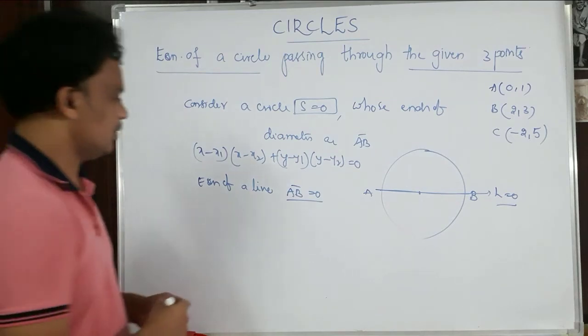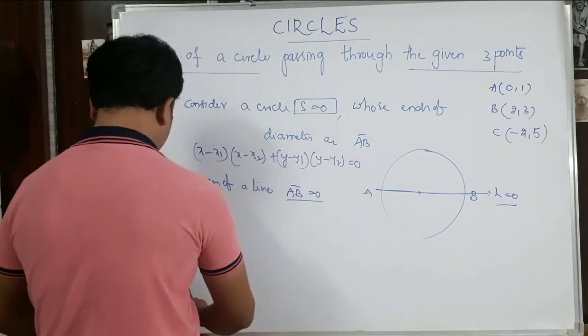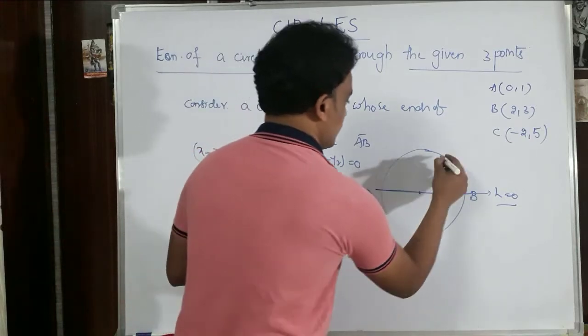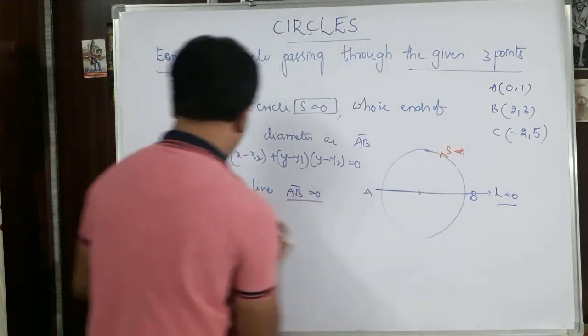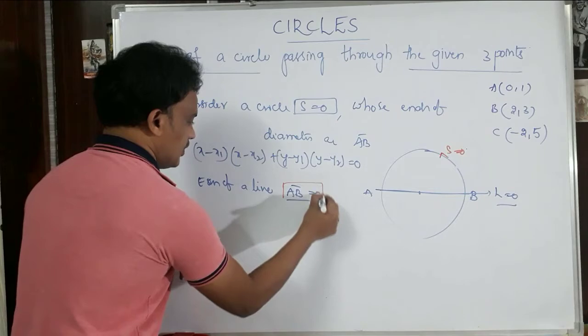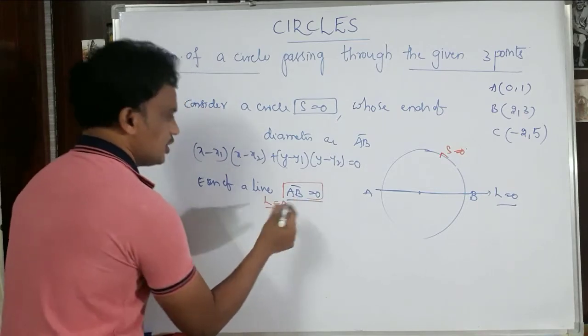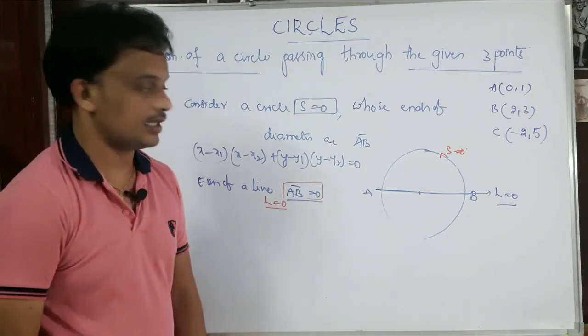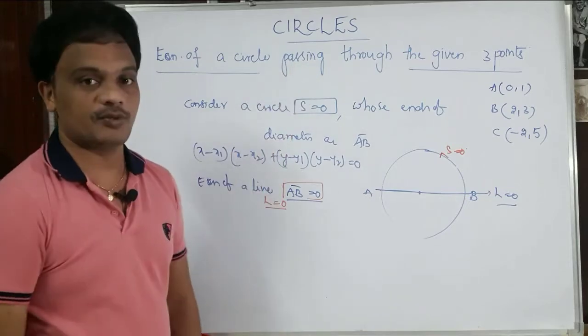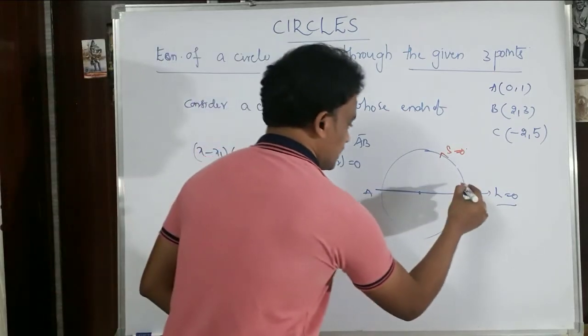Okay, now you have the equation of a circle, S equals 0. After that, what are you going to find? The equation of a line, L equals 0. Now we are going to find the equation of the required circle, so let us consider this one.